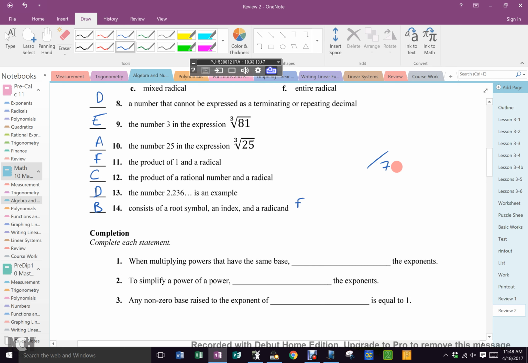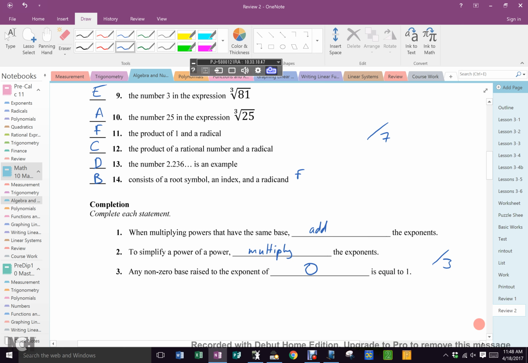Also at a 7. When multiplying, what do we do with the exponents? Add. I will accept any version of add. If you wrote a plus sign there, you give yourself a mark. If you wrote you plus them, you give yourself a mark. I don't care. Simplify a power of a power. What do we do with the exponents? Multiply. Any non-zero raised to the exponent of 0 equals 1. That's out of 3, making that whole page out of 17.